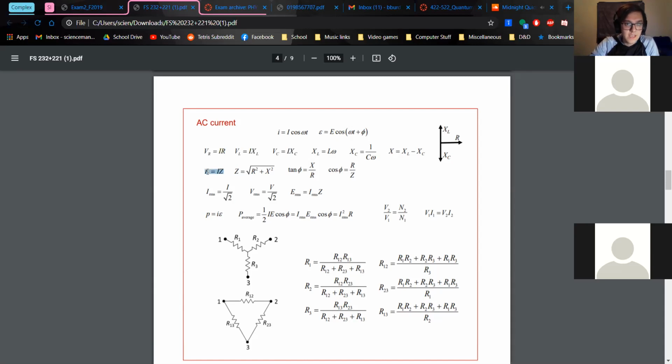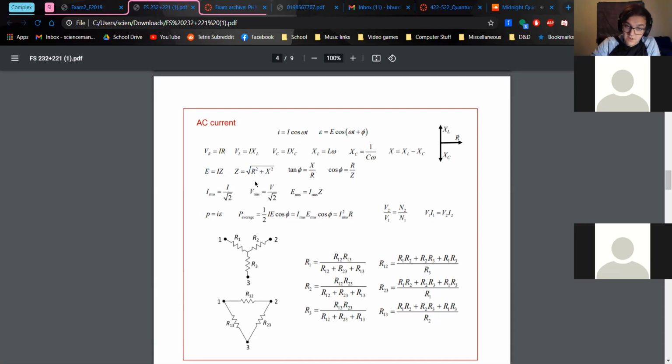So E is equal to IZ, very useful. It's generalized Ohm's law. All it's saying is that this is the voltage amplitude. So EMF, so this is a voltage right here. This is how big the voltage can be. It's maximum, and it oscillates with the cosine, right? So that's what this E is referring to here.